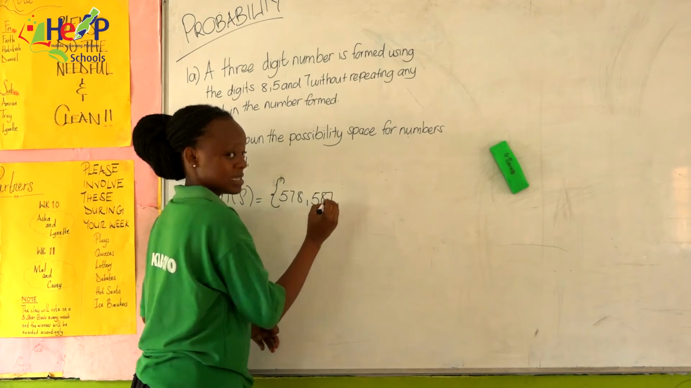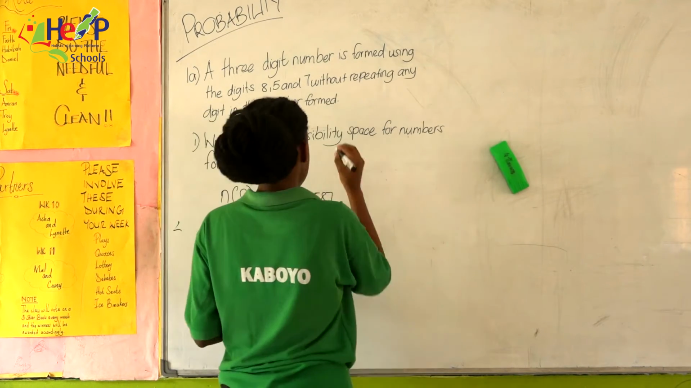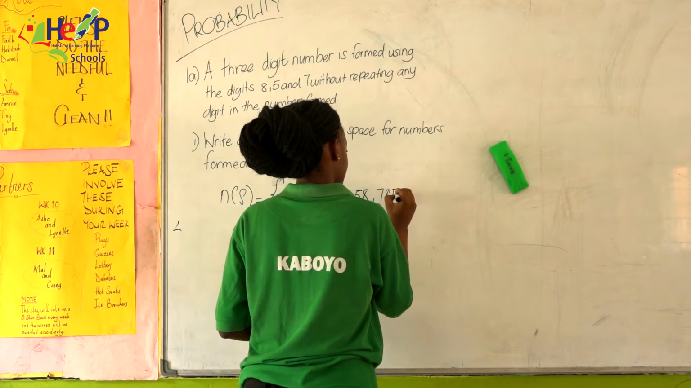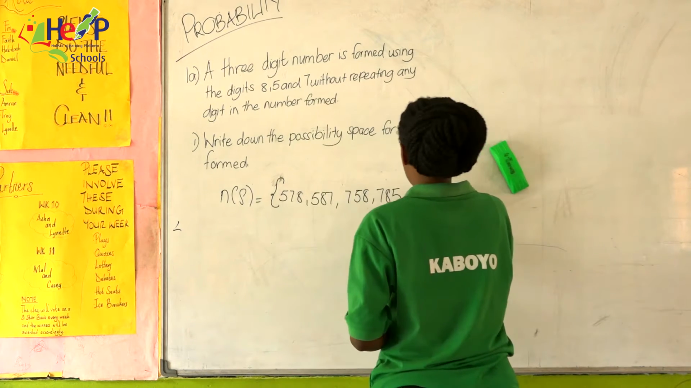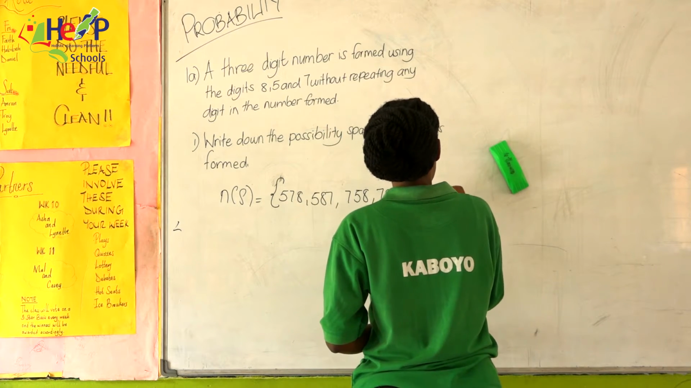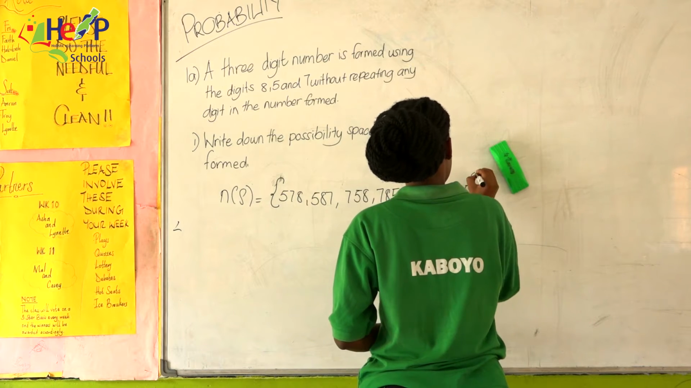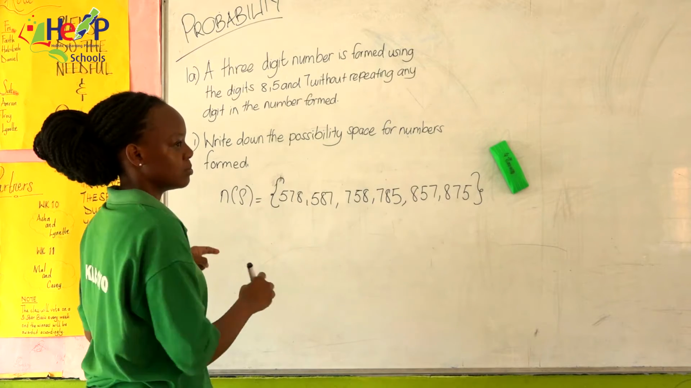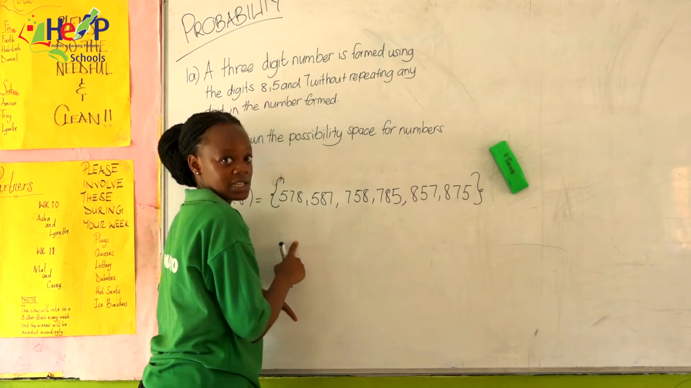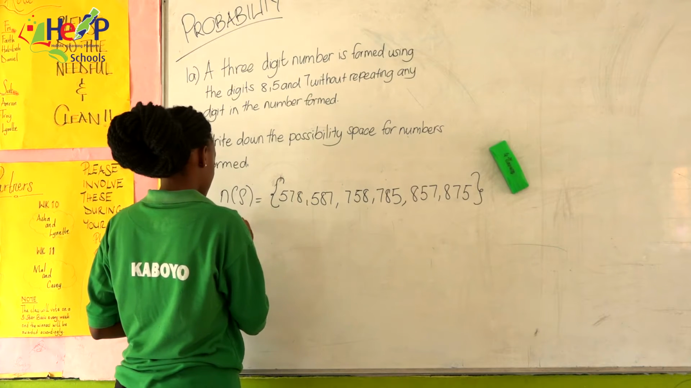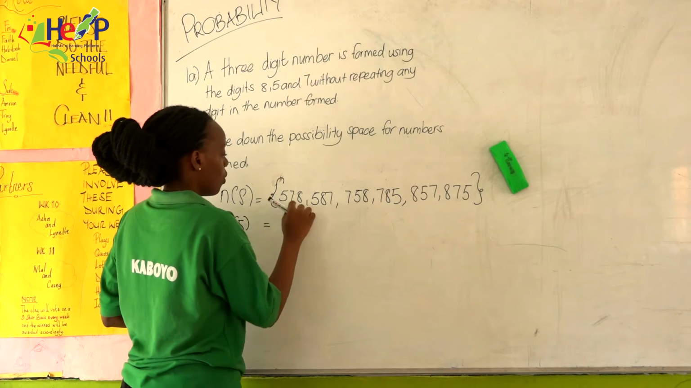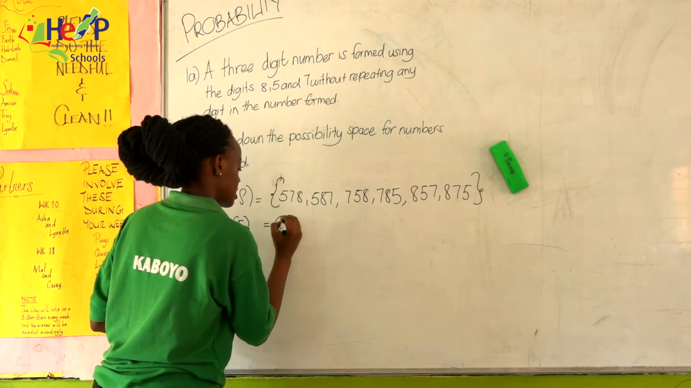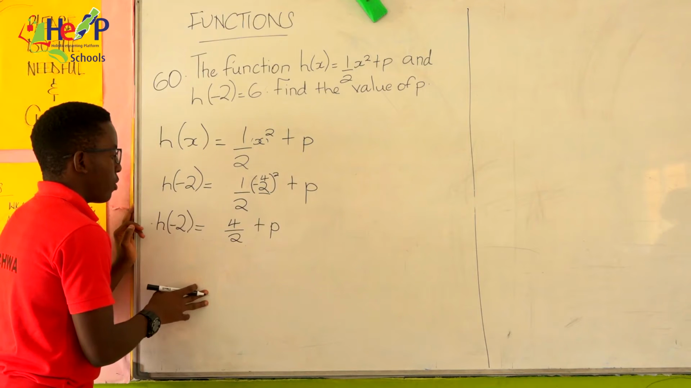These are possible numbers that can be formed. Then we go to 7, which is 7, 5, 8, and 7, 8, 5. Then we go to 8, which is 8, 5, 7, and 8, 7, 5. So the question is to write down the possibility space for numbers formed, which is basically how many members are in this set. So we have 1, 2, 3, 4, 5, 6. So your number of possibility space is 6. Hope you all know how I'm getting that.